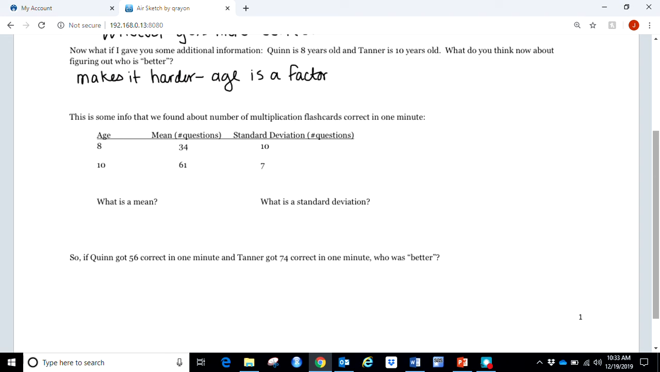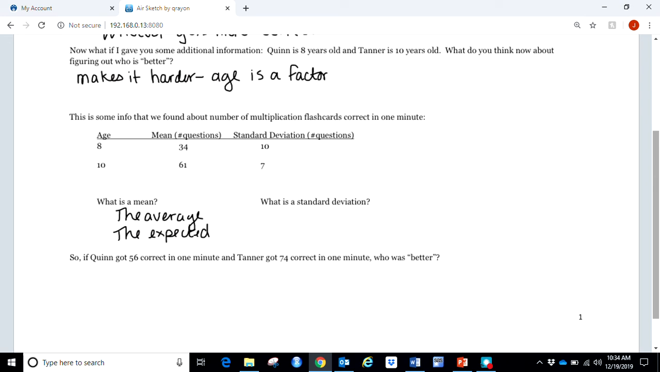So what is a mean? Well, this is one that we've generally seen before this course. This is the idea of the average. So we add up all the numbers together and divide by how many we have. Another way of thinking about the mean is it's sort of what we would expect. It's the expected value we would get. So looking at the difference between the means for 8-year-olds and 10-year-olds, it probably makes pretty good intuitive sense that on average, 10-year-olds are getting quite a few more questions correct in 1 minute than 8-year-olds, simply because they've been doing multiplication much longer than those 8-year-olds.